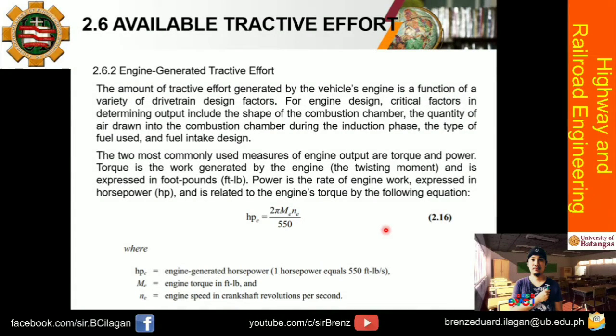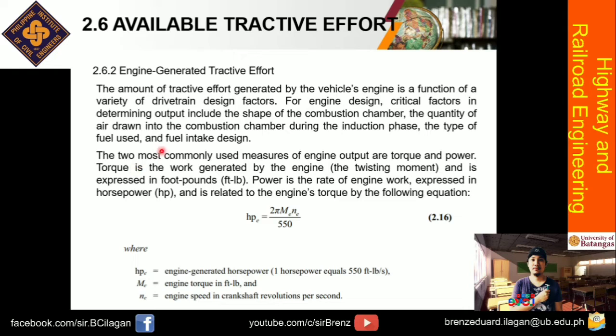Okay guys, so this time i-discuss naman natin yung tungkol sa 2.6.2 or the engine generated tractive effort. So the amount of tractive effort generated by the vehicle's engine is a function of a variety of drivetrain design factors. So for engine design, critical factors in determining output include the shape of the combustion chamber, the quantity of air drawn in the combustion chamber during the induction phase, and the type of fuel used and fuel intake design.